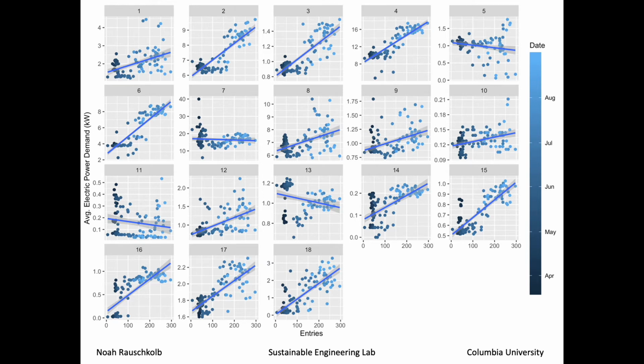When I wanted to get a better idea of what this relationship looked like between occupancy and load, the first thing I did was just plot data for each meter from right at the beginning of the COVID crisis all the way up through the end of August. So on the x-axis, we have entries to the building occupancy, and then on the y-axis, we have the load in kilowatts for each meter.